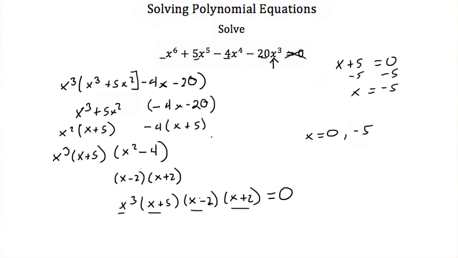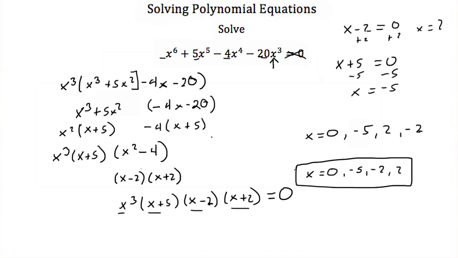If we have x minus 2 and we set that equal to 0, we would add 2 to both sides and we get x is equal to 2. So that's a solution. And then we have x plus 2. Well, if x minus 2 gives 2, then for x plus 2 our solution will be negative 2. So to solve this polynomial equation, our solutions are x is equal to 0, negative 5, negative 2, and 2. And that completes our tutorial on solving polynomial equations.